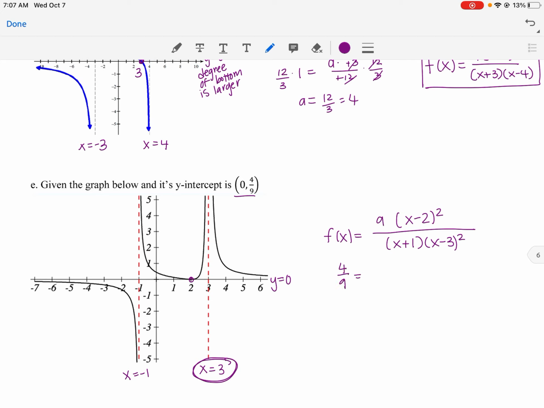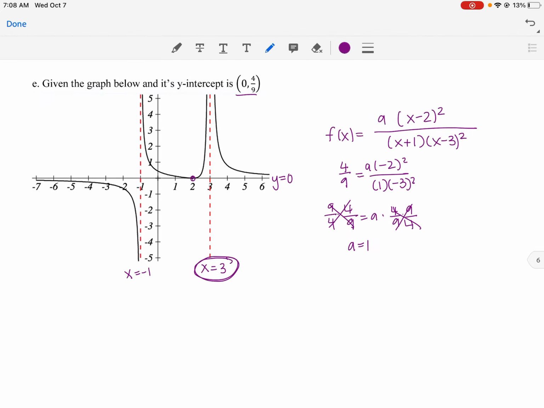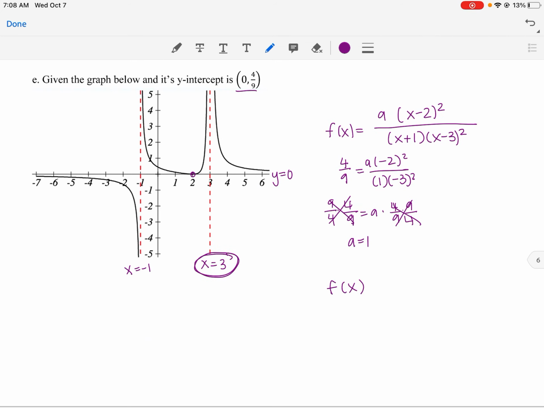So 4/9 equals a times -2 squared over 1 times -3 squared. So 4/9 equals a times 4/9. You may notice right now that 4/9 will cancel out. So a just equals 1. You can write a 1, but remember you don't have to, so our final equation here is just x minus 2 squared divided by x plus 1, x minus 3 squared. Good luck with this part of the assignment.